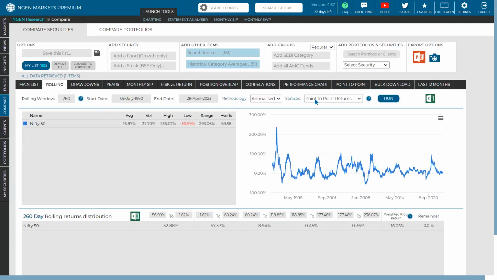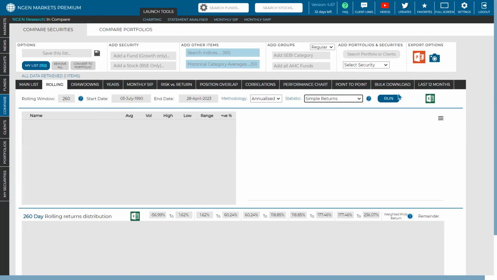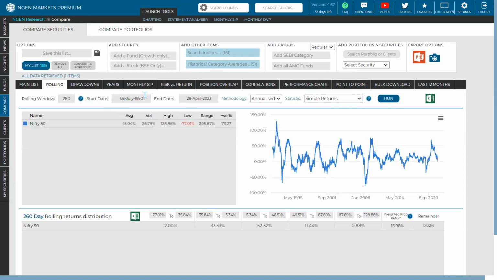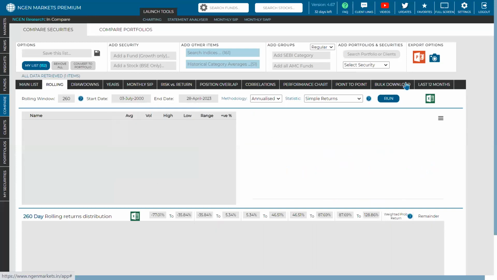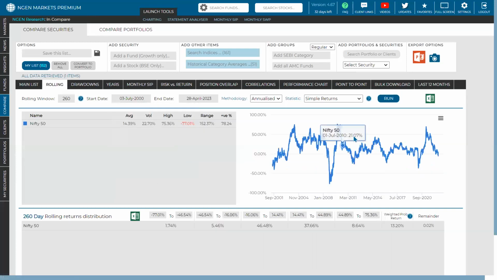What we effectively do is I'm going to choose sample returns, and let's take a look from, let's say, 2000. So it is effectively 23 years. Now, what we have done here is that any data point you see here shows you the sum of the previous 260 days' daily returns. You can even go ahead and choose another data point, like 2018.